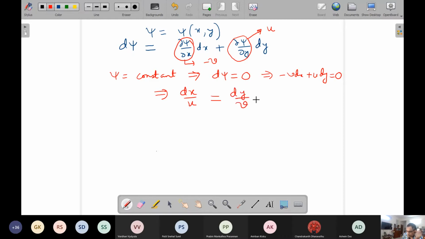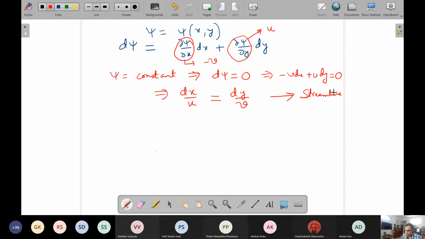In the two-dimensional plane, if you recall, this is nothing but streamline equation. This is equation of the streamline. If you recall one of our early derivations, dx by u equal to dy by v equal to dz by w. And therefore, this is the streamline in the two-dimensional plane. So psi equal to constant physically means that it is a streamline, and that is why the name stream function.